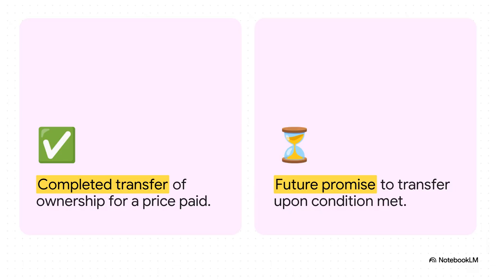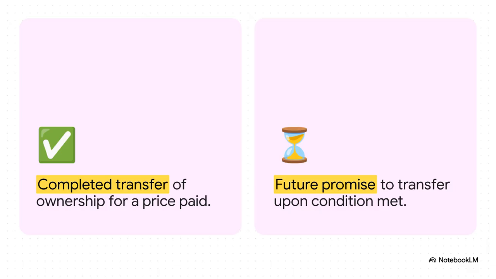Okay, let's break this down rigorously. A sale is a transfer of ownership in exchange for a price paid, promised, or part paid and part promised, right? It's a done deal, a completed transfer of ownership. On the flip side, an agreement to sell is simply a contract that a sale shall take place in the future, or upon the fulfillment of certain conditions. It's a promise. A sale is an executed contract. The deed is done. An agreement to sell is executory. It remains to be done.